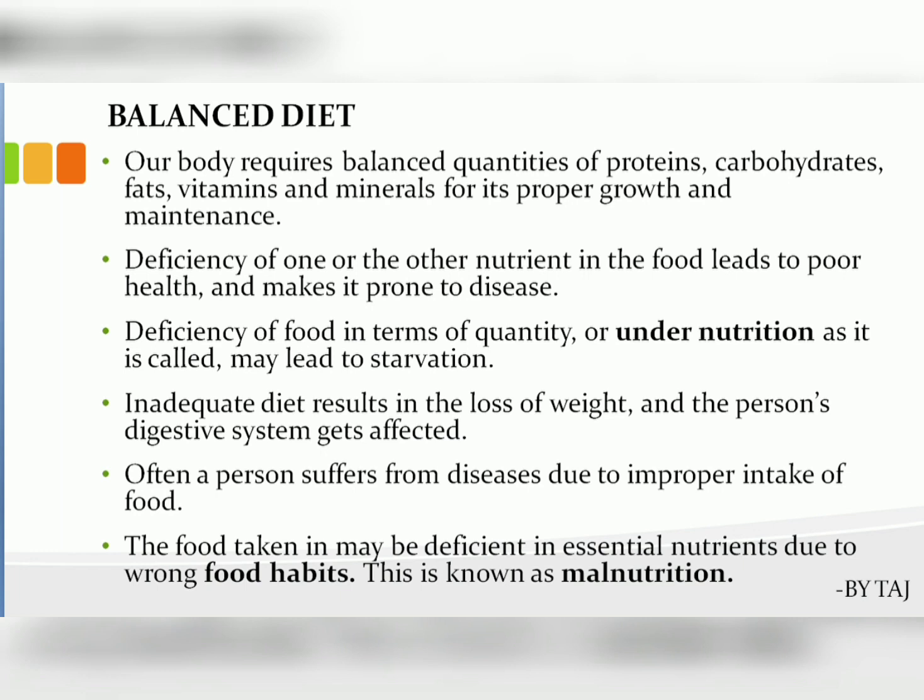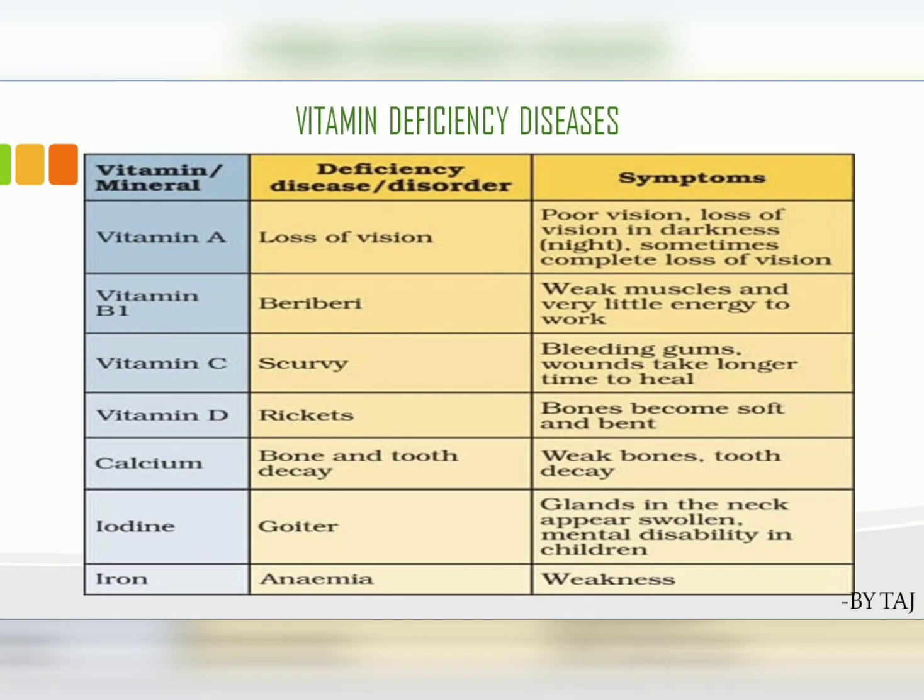If you are not getting a balanced diet, that diet should have the macro and the micronutrients. If they are not there, then you are going to get so many diseases. I have listed some diseases here with these kinds of micro and macronutrients, especially the micronutrients and mineral salts, with their deficiency diseases. In the first column, you have the vitamin or mineral that is necessary for our body, next the deficiency diseases or disorders, and then the symptoms. So we will discuss this one by one.